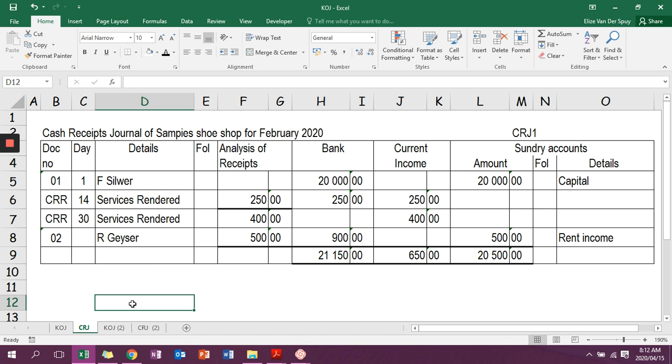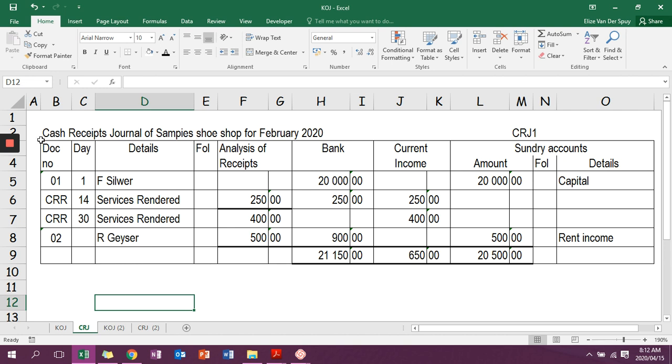So when we do transactions, we need to read the transaction and then decide, did we receive money or did we buy or pay for something? When we receive money, we are going to write it in the CRJ. So this is now the format of our CRJ.